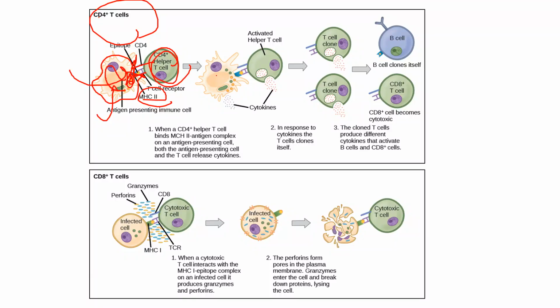Also, another mechanism is that they can release cytokines, and these cytokines will bind to the helper T cells. This is a co-stimulatory thing. Once it happens, they also release cytokines so that they further interact. In response, the cytokines give signals to the T cells so that they can clone themselves, and they start making more T helper cells.